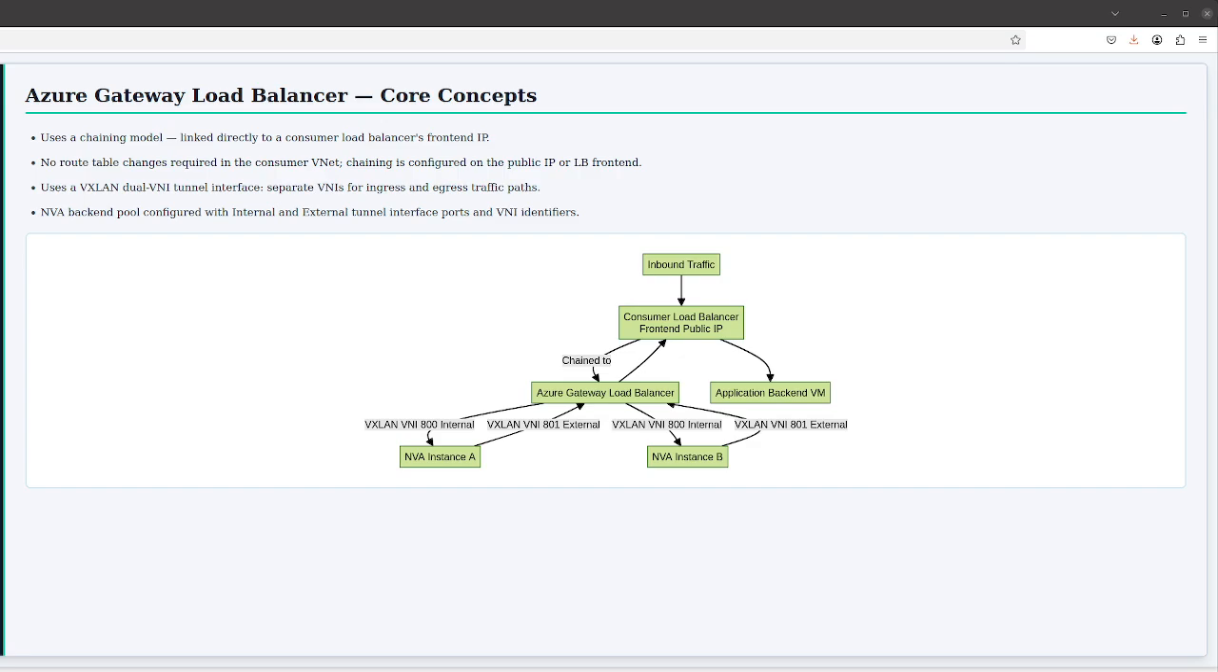Azure GWLB uses VXLAN encapsulation internally, specifically a variant that Microsoft refers to as the Gateway Load Balancer Protocol, which carries both the internal and external traffic flows over distinct VXLAN identifiers called VNIs. The NVA must be configured with two ports: an ingress port that receives traffic from GWLB and an egress port that returns traffic to GWLB. Azure calls these the internal and external ports in the tunnel interface configuration of the backend pool.